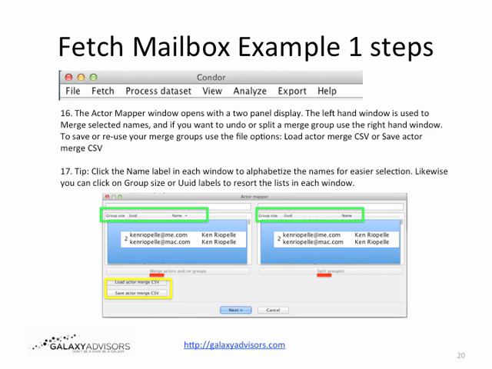It's often best just to click the name, and it'll alphabetize all those names. It's much easier to pick them when they're very close together. So my first tip is to click the name label in each window to alphabetize the names for easier selection. Later on, you can click the group size, and it moves all the groups into one area at the top.